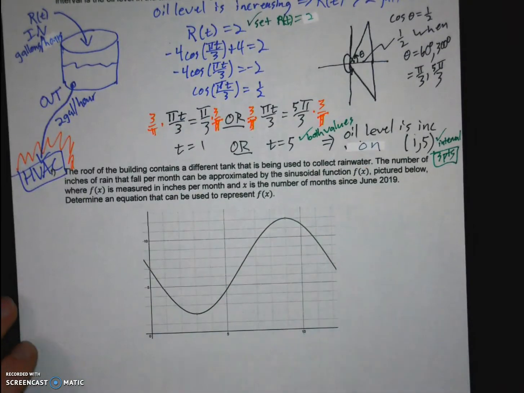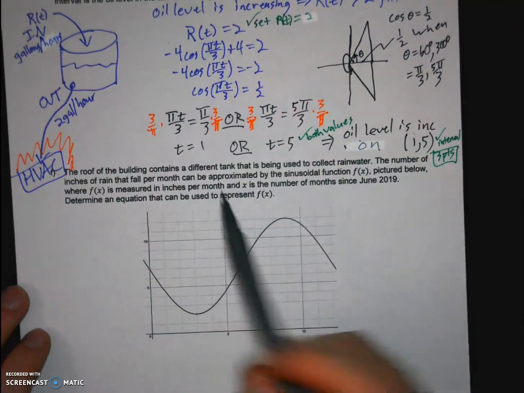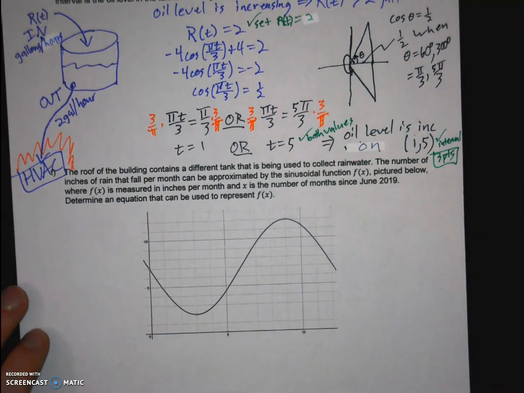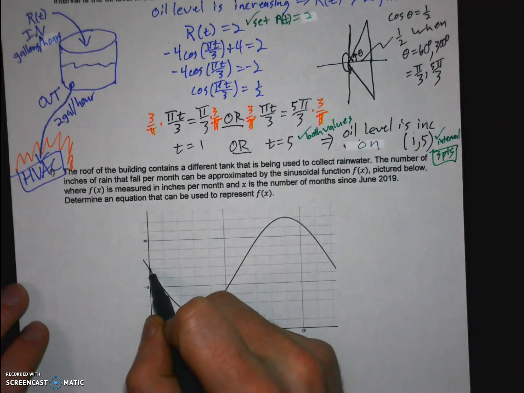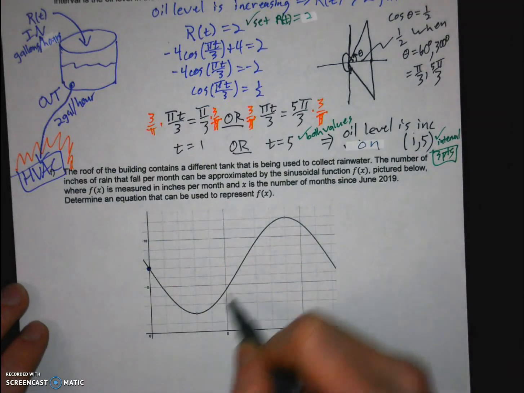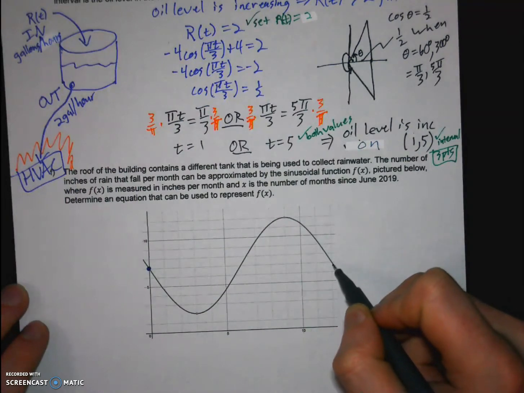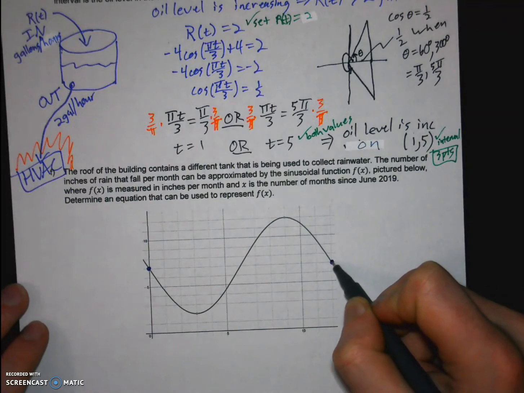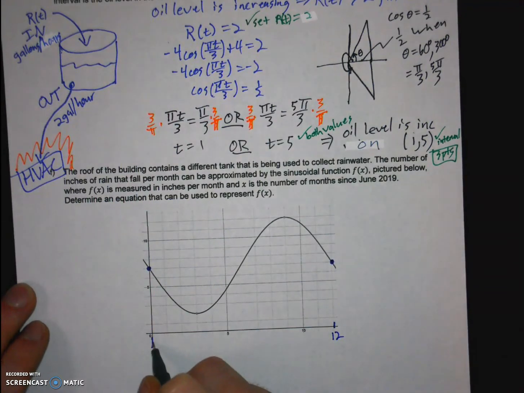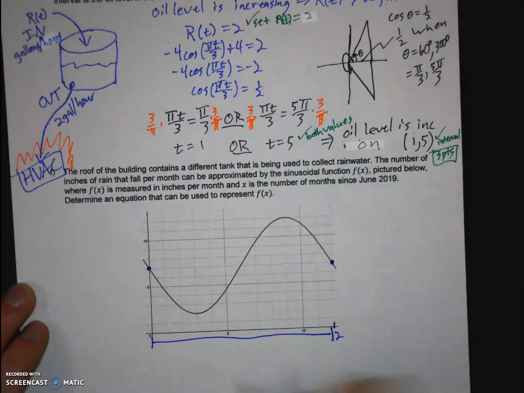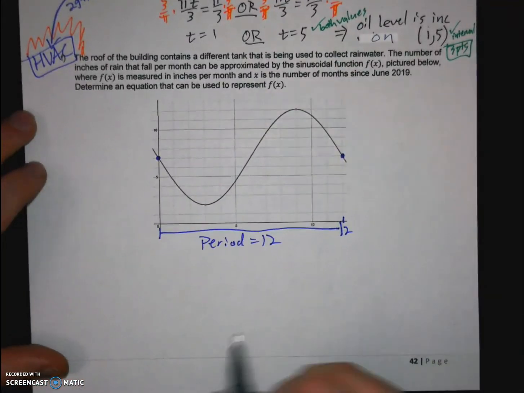The final problem is talking about a different tank, and we have this sinusoid. We just have to come up with a function that's going to model this sinusoid that we are given. Well, we want to break this down a little bit. I see it's starting going down, coming up, and then it finishes a period right about here, which would be at 12, which means one period is 12 units long here. Well, that's going to be useful for sure.